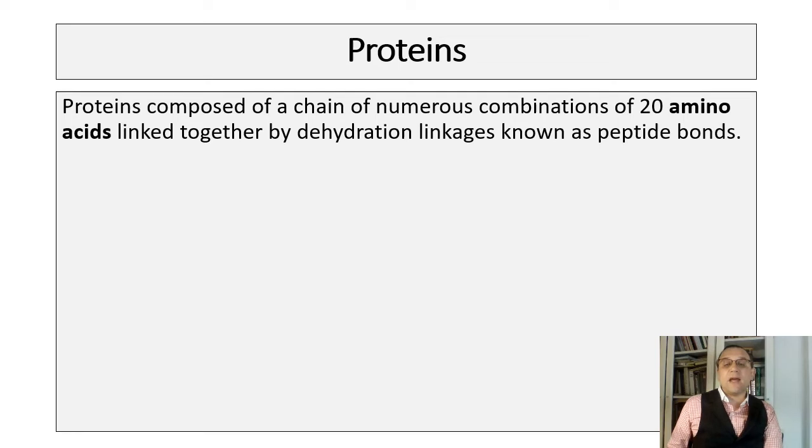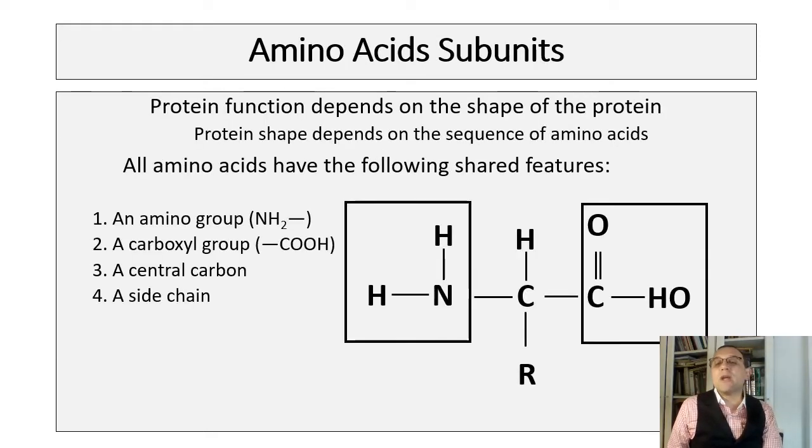Rather like an alphabet, the amino acid letters can be arranged in millions of different ways to create words and an entire protein language. Depending on the number or sequence of amino acids, the resulting protein will fold into a specific shape. This shape is very important, and it will determine the protein function. Every species, including humans, has its own characteristic protein. So protein function depends on the shape of the protein. Protein shape depends on the sequence of amino acids. All amino acids have the following shared features.